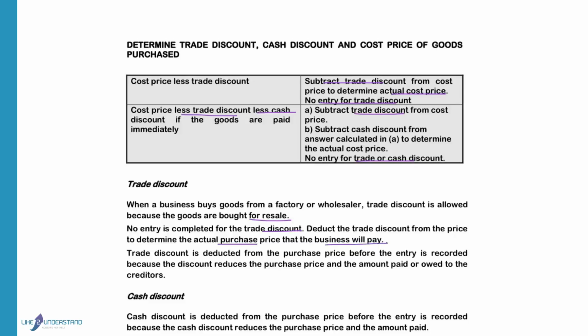Trade discount is deducted from the purchase price before the entry is recorded. The discount reduces the purchase price, and the amount paid or owed to the creditors will be the amount after the trade discount was deducted.